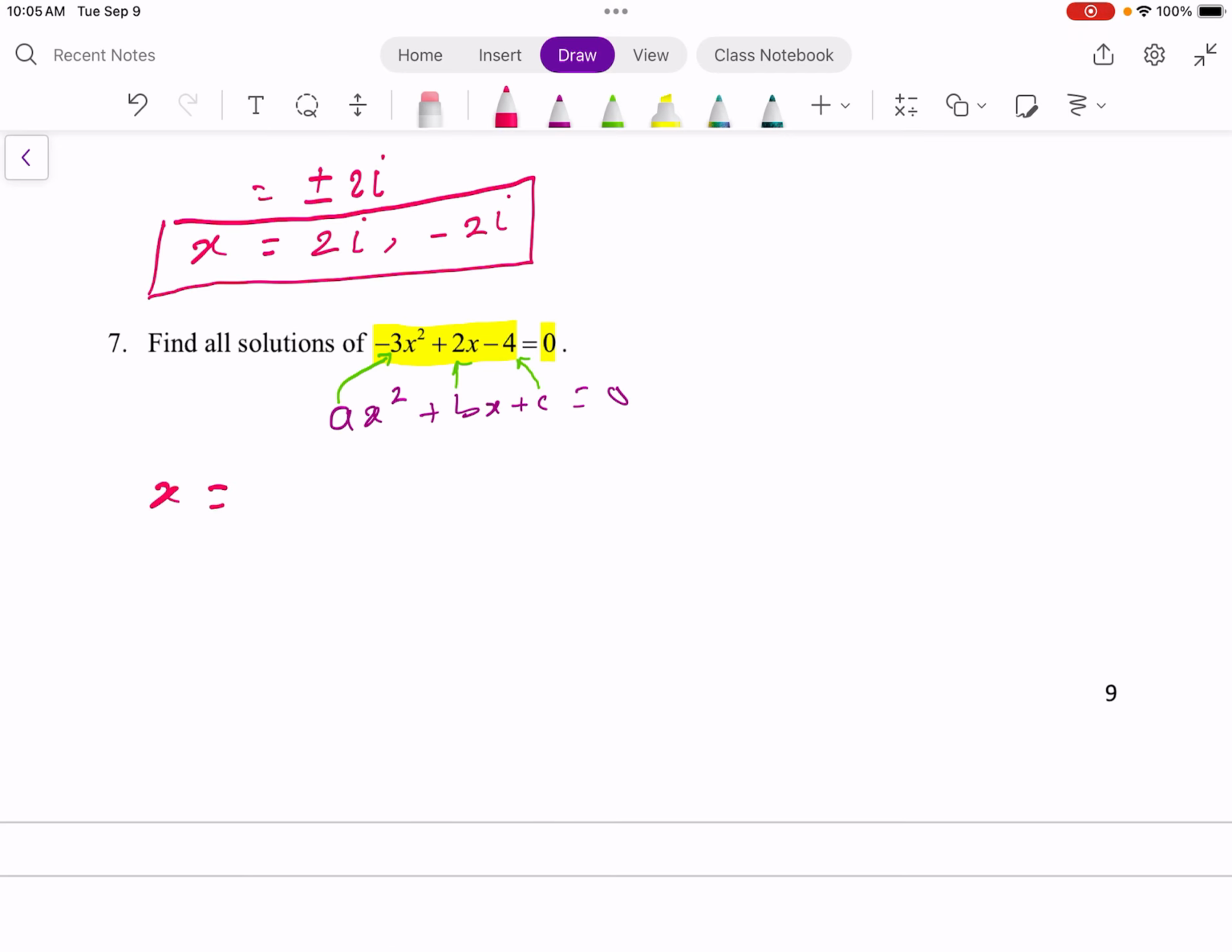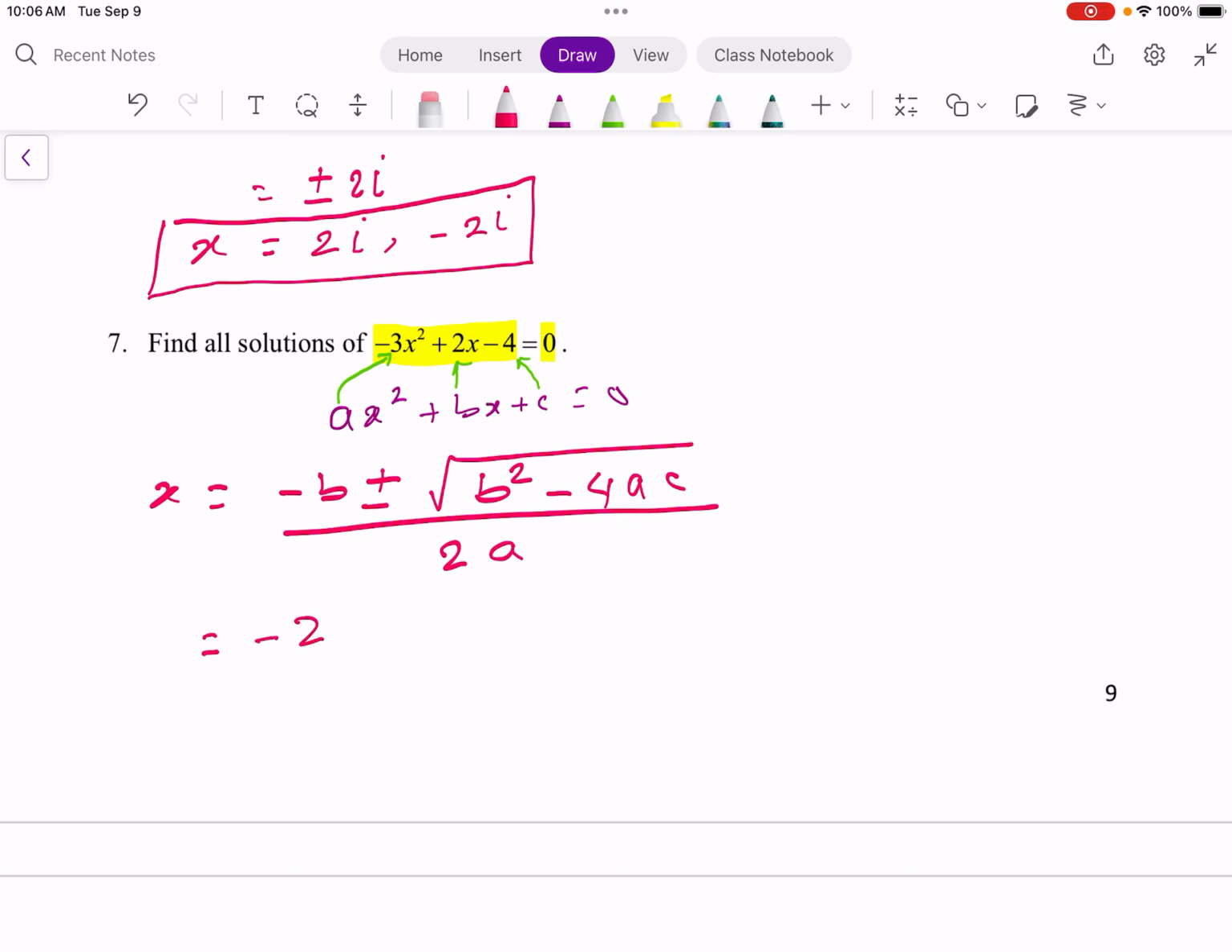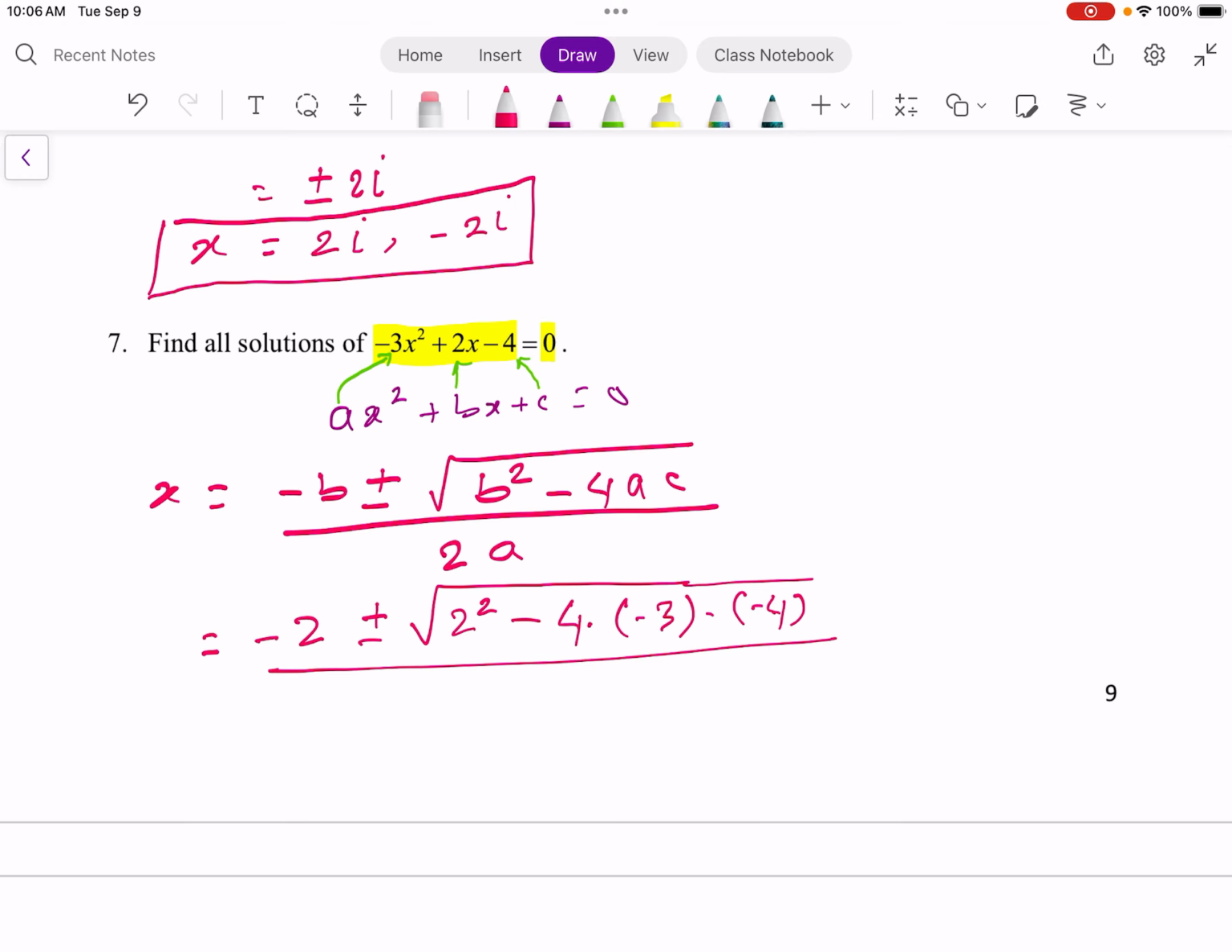The variable is x and our formula is -b plus or minus the square root of b squared minus 4ac, divided by 2a. Now you replace your a, b, c with their values. Our b is +2, so we have -2 plus or minus the square root of 2 squared, minus 4 times a, which is -3. Make sure to have parentheses.